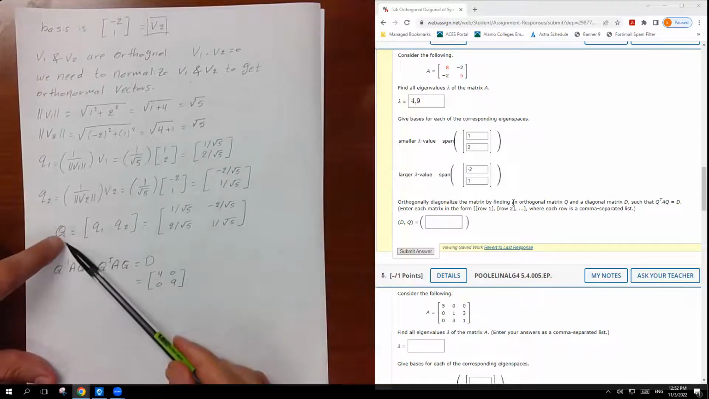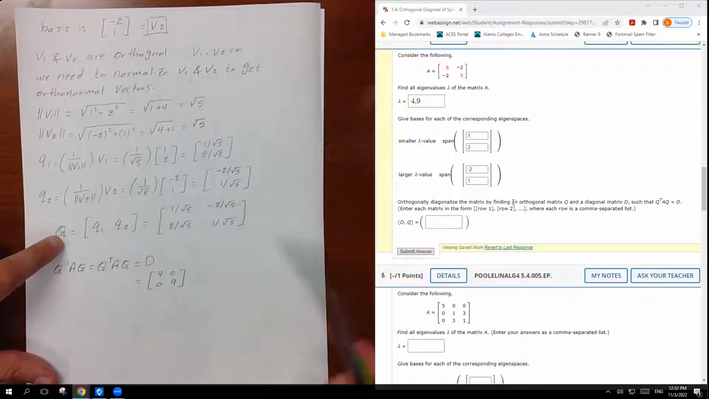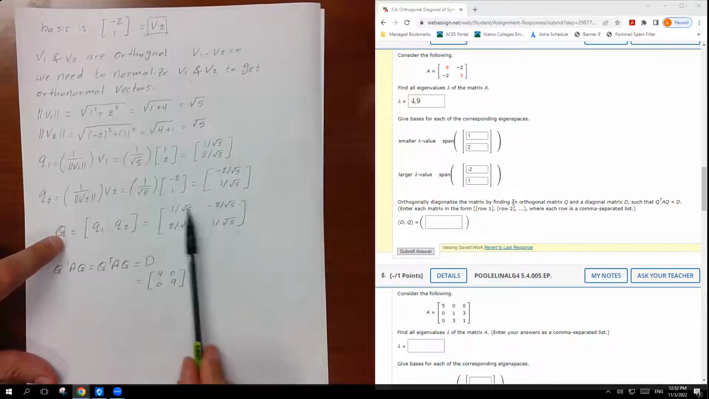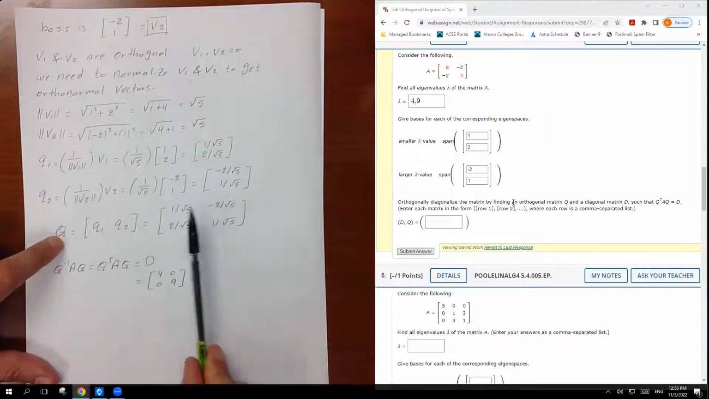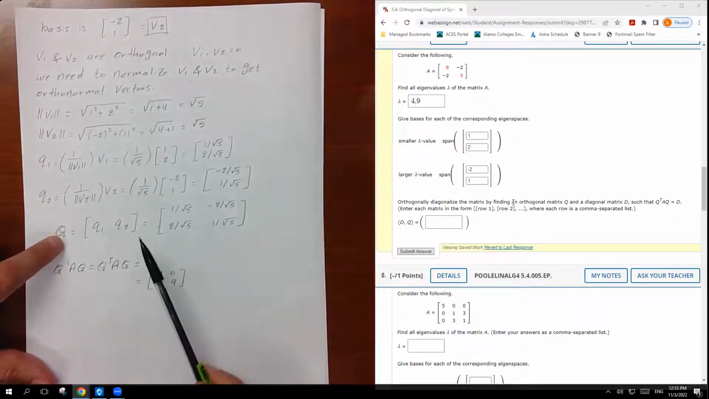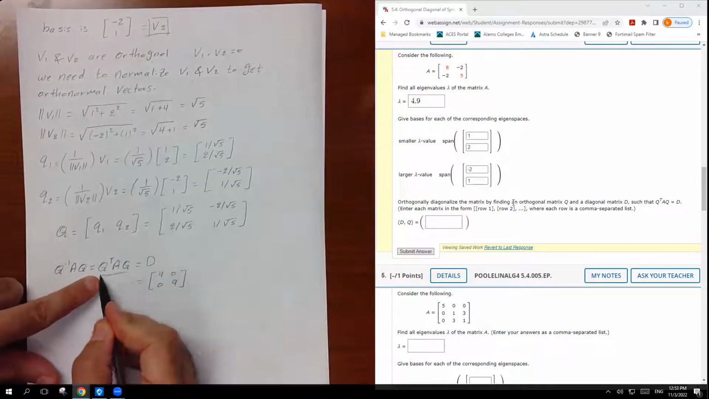That means our Q matrix is Q1 Q2, which is what we get here. The dot product between these two vectors is 0. The length of the first column equals 1. The length of the second one equals 1. So these are orthonormal vectors. That's what I'm going to focus on.